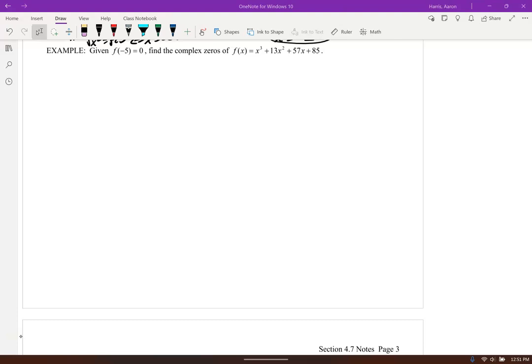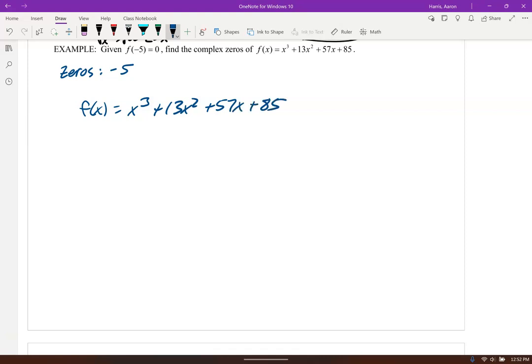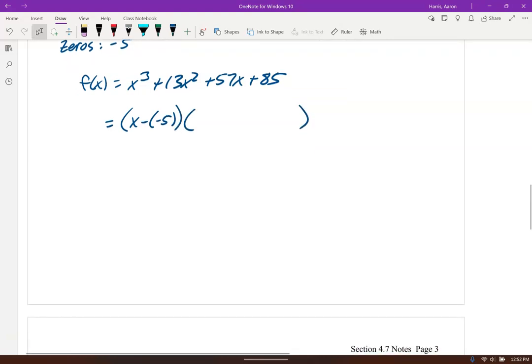Given this situation, we got f of -5 is 0. Find the complex zeros of this function. Well, they give us one of the zeros. It's -5. Well, there's 2 more, right? So here's the function. F of x is x cubed plus 13x squared plus 57x plus 85. And they already tell us f of -5 equals 0. So that's one of the zeros, one of the x-intercepts. So if -5 is a 0, x minus -5 is a factor. And let's go ahead and figure out the rest of it.